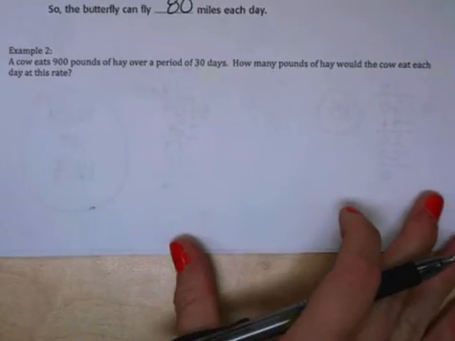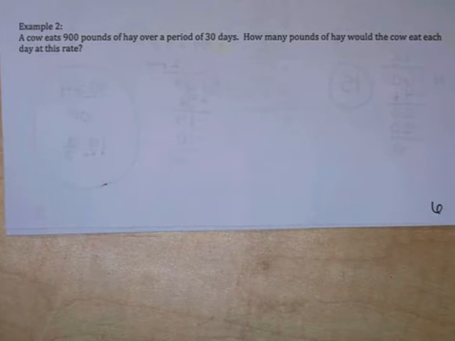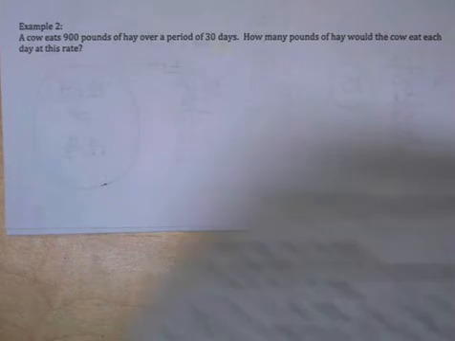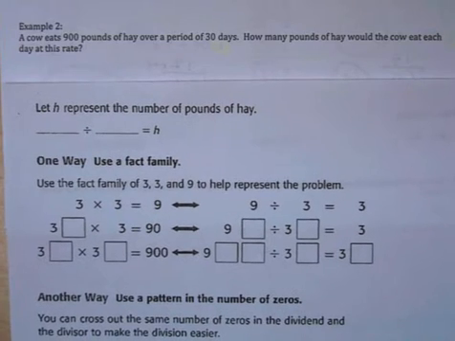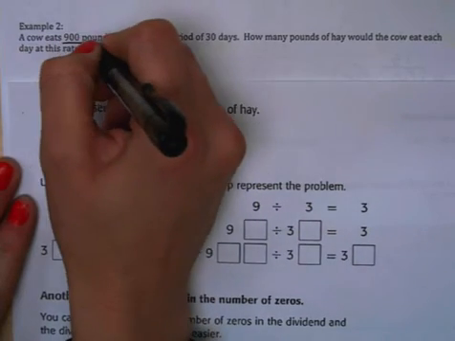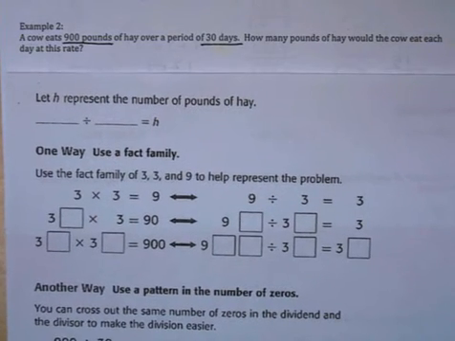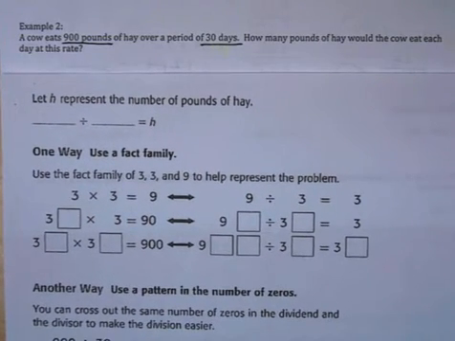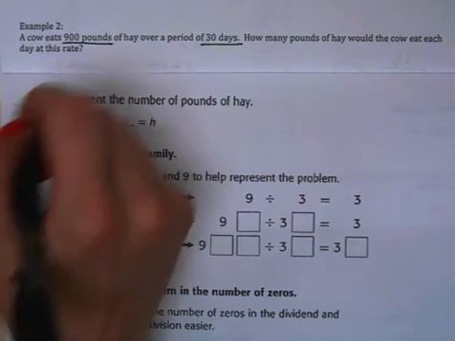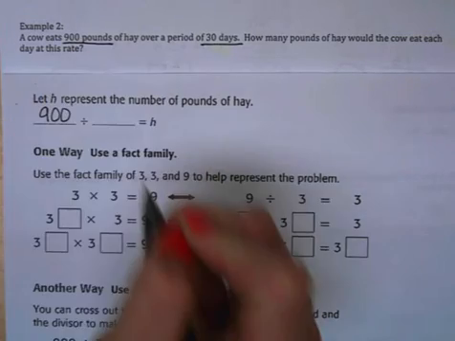Example 2 runs on both pages here. So it starts on page 6 and is continued on page 7. It says a cow eats 900 pounds of hay over a period of 30 days. How many pounds of hay would the cow eat each day at this rate? So let's start by underlining our key numbers. 900 pounds over 30 days. We're going to let H represent the number of pounds of hay. So H is our variable. The number of pounds of hay is our unknown. We have 900 divided by 30.